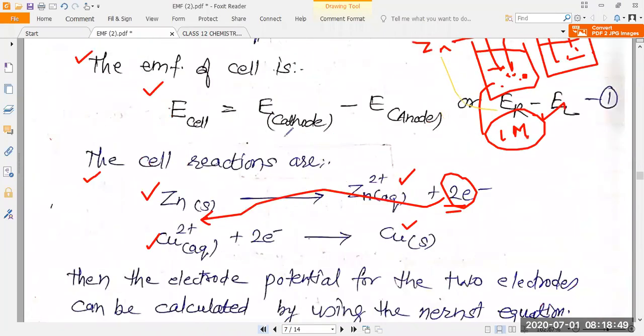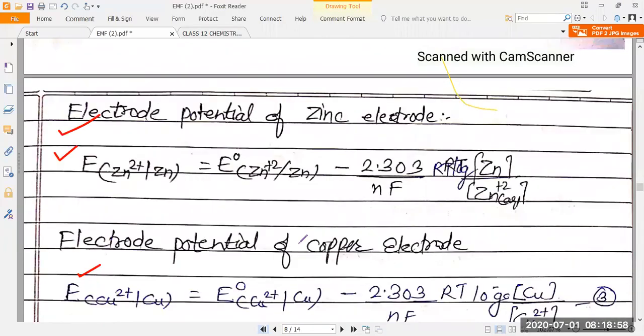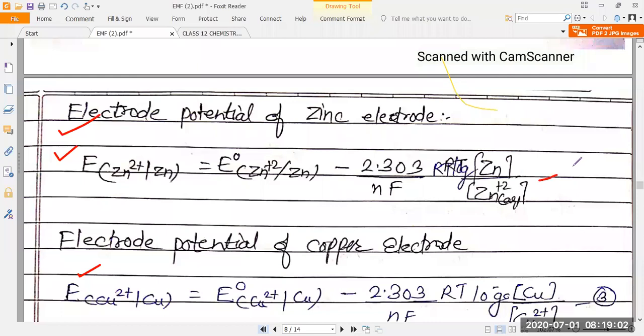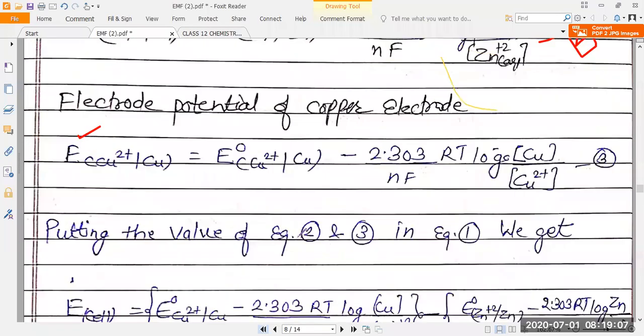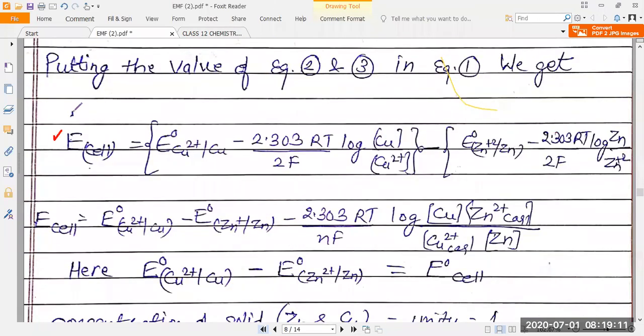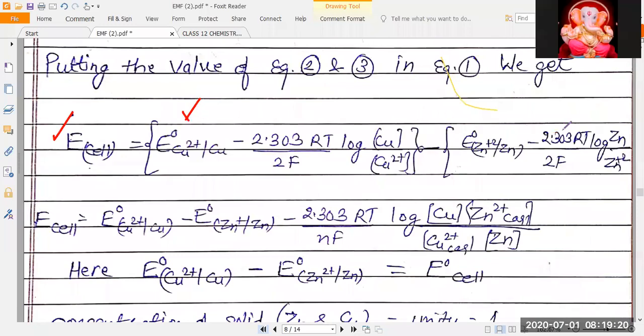This is equation number 1. In this equation we have to put the value of equation number 2 and 3. And this is equation number 3, and this is equation number 2. When we put the value of equation number 2 and 3 in equation number 1, we get this relation. E cell equal to, this is the value of equation number 3, this is the value of equation number 2.